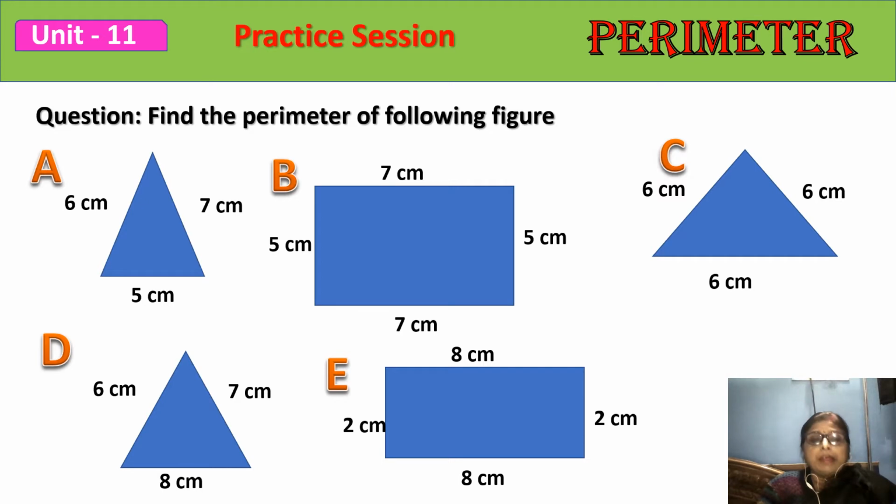Start the work. A. Draw the figure and write the measurement of each line segment. Then you find out the perimeter. As you know, perimeter is the sum of the boundaries of the shape. So start the work. Earlier I have discussed the method. We will follow that method and find out the perimeter of the given questions.